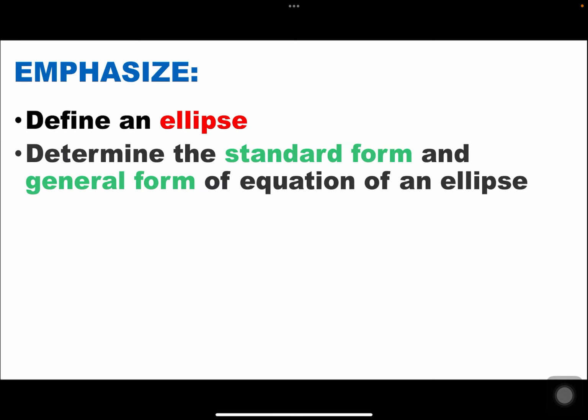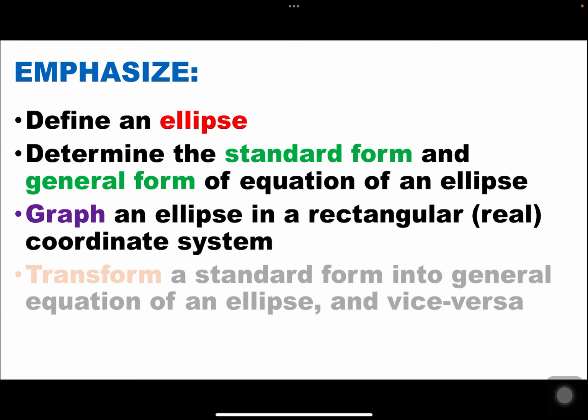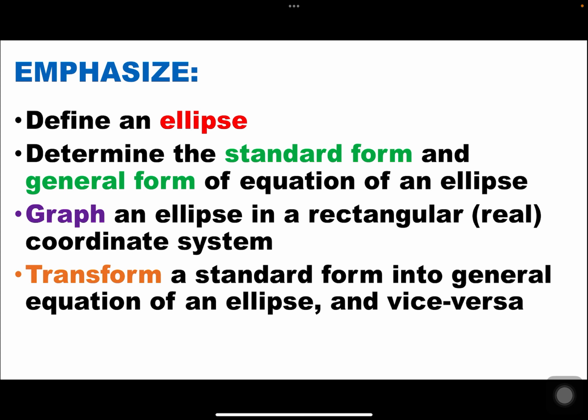So in this topic, we will define an ellipse. We will determine the standard form and general form of an equation of an ellipse. We will graph the ellipse in the real coordinate system, or we can also call it the rectangular coordinate system. Then we will do a transformation of their equations from standard form into the general equation and vice versa, from a general equation to standard form.